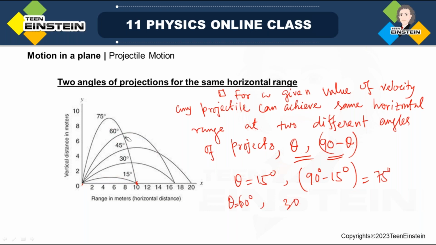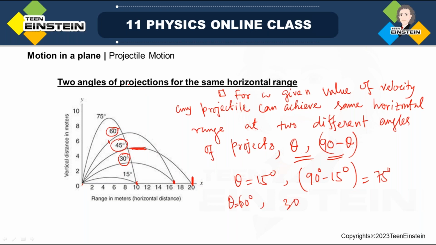Let us cover 2. So this is for 60 and this is for 30. So they are also having the same horizontal range. Similarly for 45, see 45 is the only angle for which the range will be the maximum. See this one. Okay, this is the curve for 45.